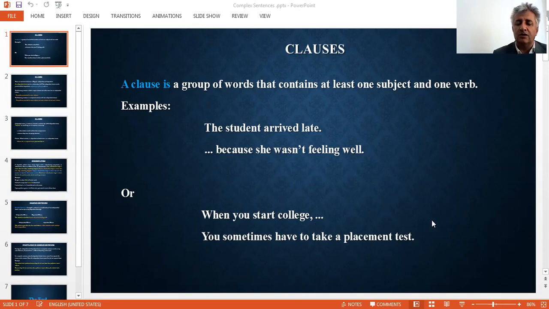Now, let's take a look at the second example. When you start college, here you are waiting for some other words to complete your idea. So it is not a complete sentence. It is in fact a dependent clause. You sometimes have to take a placement test. This sentence is complete. It can stand by itself. The idea is complete. So it is an independent clause.